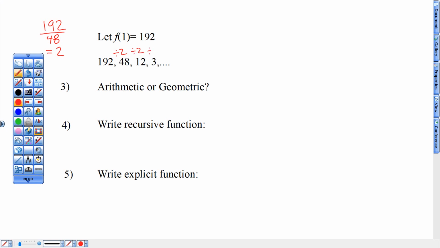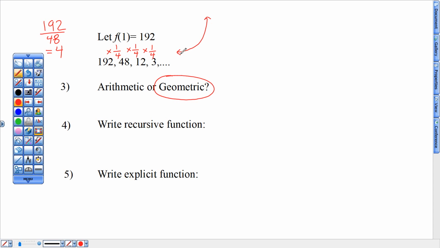Let's rethink that. If I really divided that right, 192 divided by 48 gives me 4. So really what I'm doing is dividing by 4, dividing by 4. 12 divided by 4 is 3. But remember, we show dividing by 4 as timesing by 1/4. That is the exact same thing. Dividing by 4 is the same as timesing by 1/4. That means this is geometric. I'm timesing, so it's going to be one of these exponential graphs.